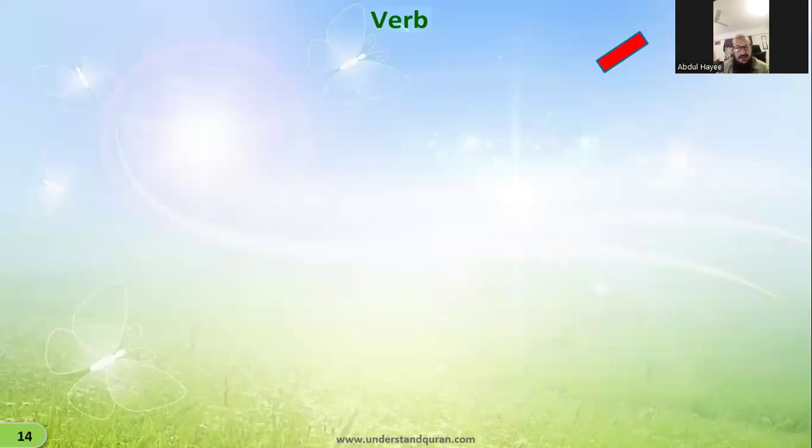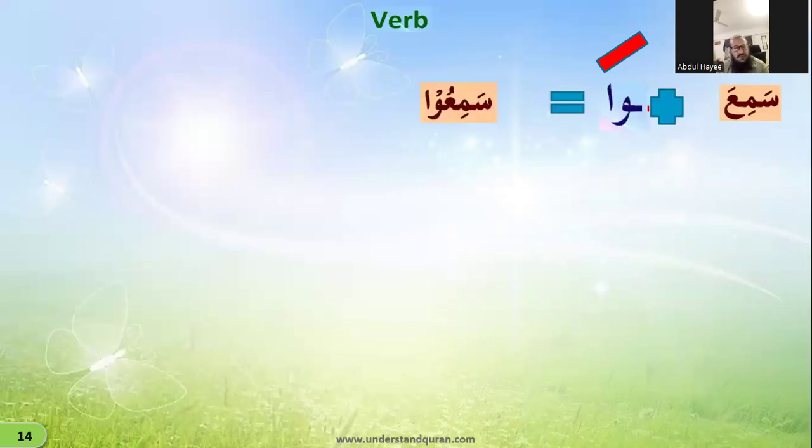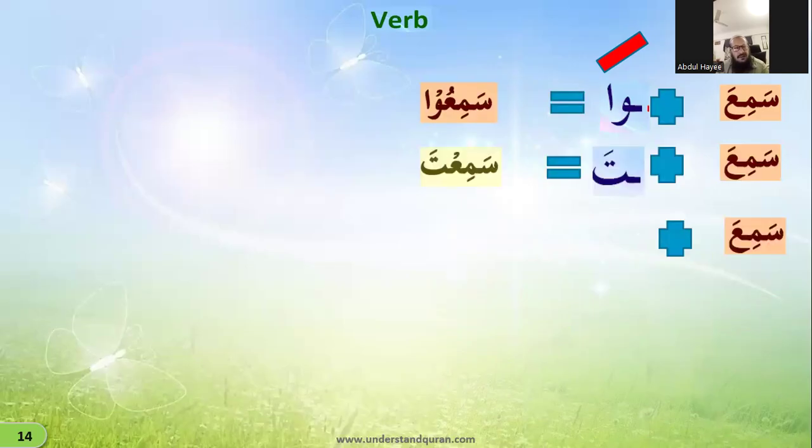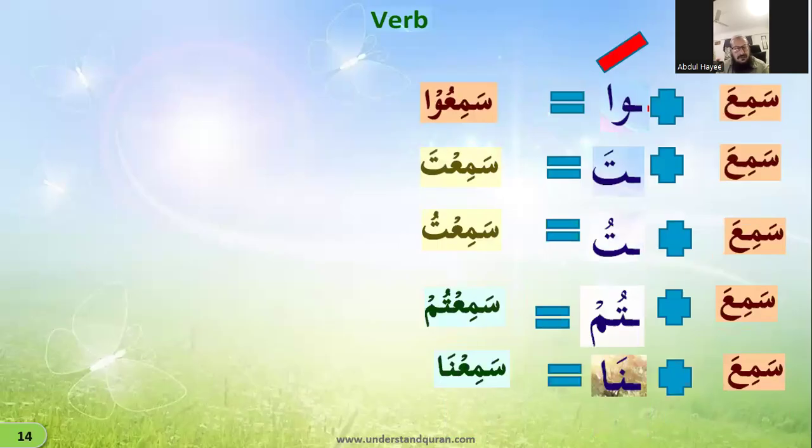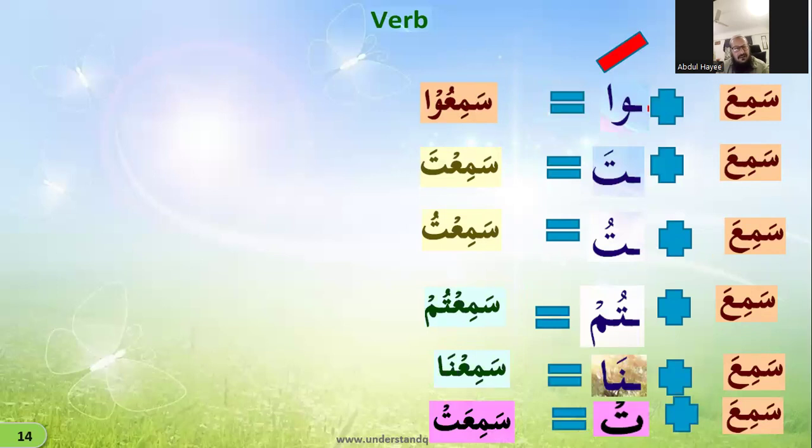Let's have the third set. We have sami'a. How will the table be? Sami'a, sami'u, sami'ta, sami'tu, sami'tum, sami'na, and sami'at. It's easy. Just attach sin, mim, ayn, and waw, ta, tu, tum, na.